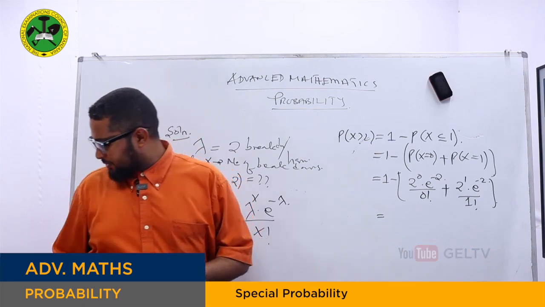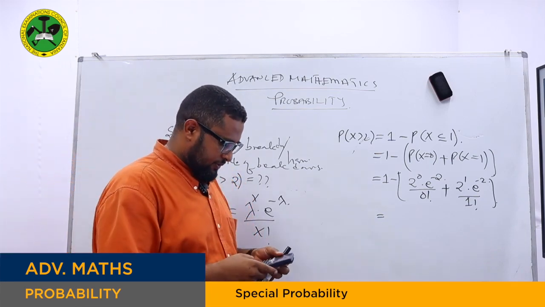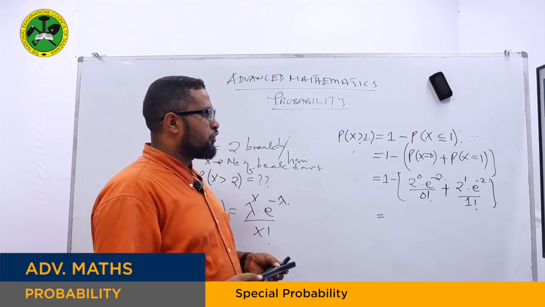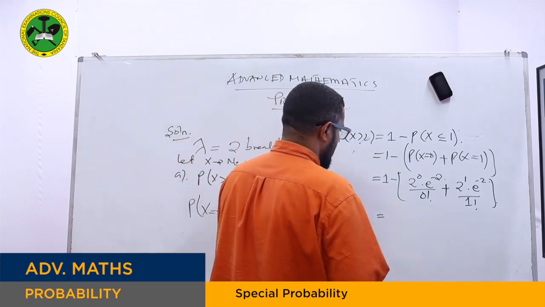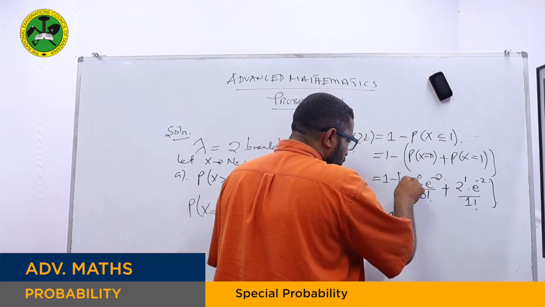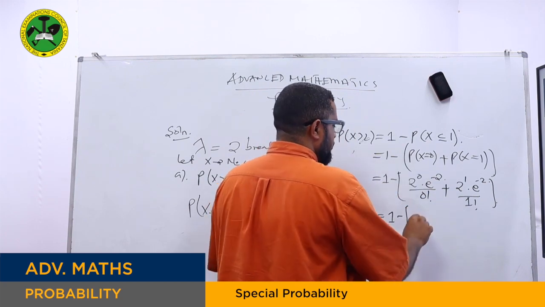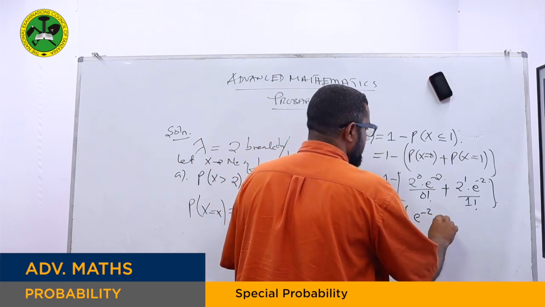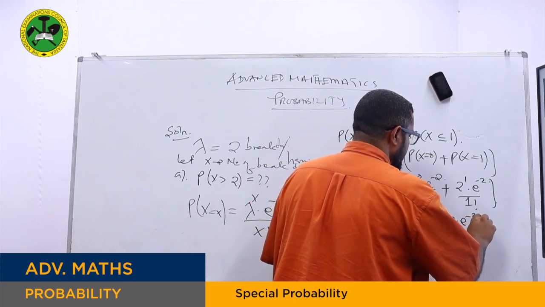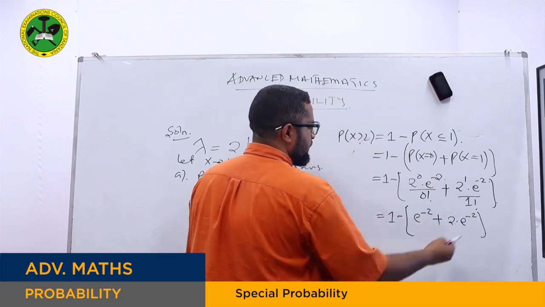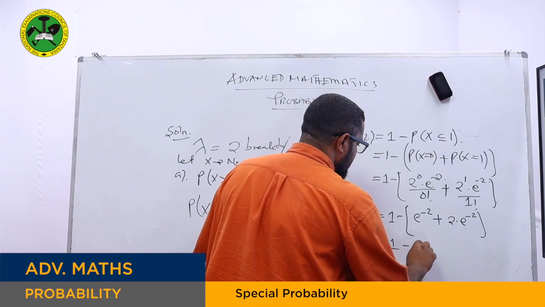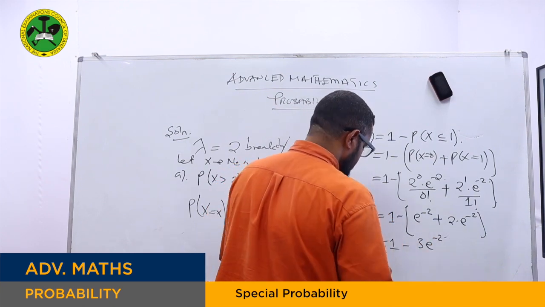But you need to remember, what is 0 factorial, my dear student? 0 factorial is equal to 1. So what remains here is 1 minus 2 power 0, which is also equal to 1. So here we'll be having e power negative 2 plus 2 times e to the power of negative 2. Now let's simplify the inner, because here we have 1 and here we have 2, the same as taking 1 minus 3e to the power of negative 2.